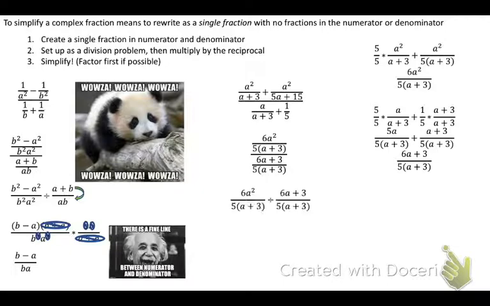Then we divide, then we can flip that division. So I have 6a squared over 5 times a plus 3 times 5 times a plus 3 over 6a plus 3. Well, I can factor out a 3 right there, so I have 2a plus 1. Well, that 6 and that 3 can cancel, leaving us a 2 on top. The 5's can cancel, and the a plus 3's can cancel. So I'm left with 2a squared over 2a plus 1.